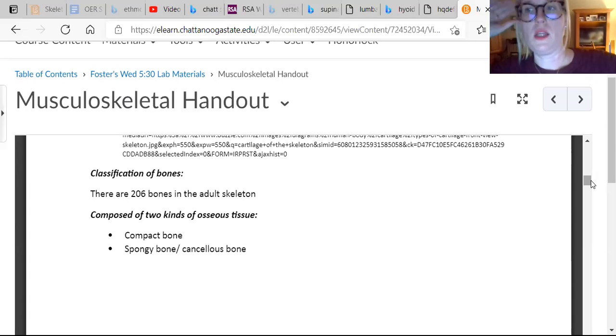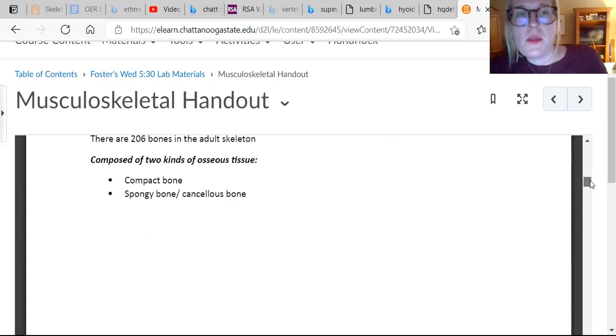It's 206 bones, okay? Now, the bones are divided up into two types of osseous tissue. The first one is called compact bone. Compact bone meaning it is compact and homogeneous throughout. It has no open spaces, no irregularities. It is completely homogeneous throughout, okay?